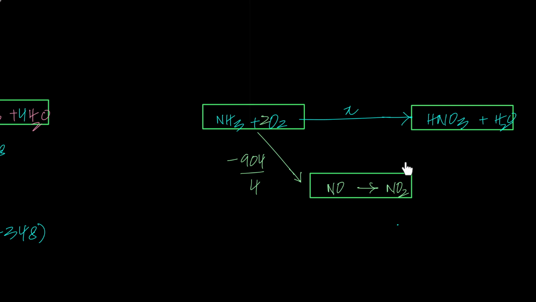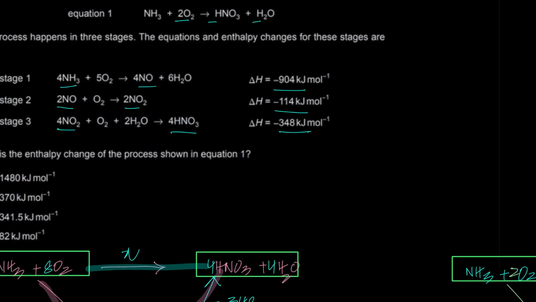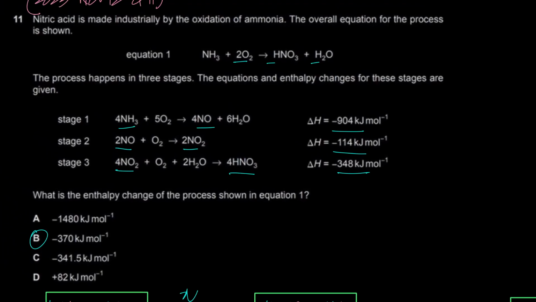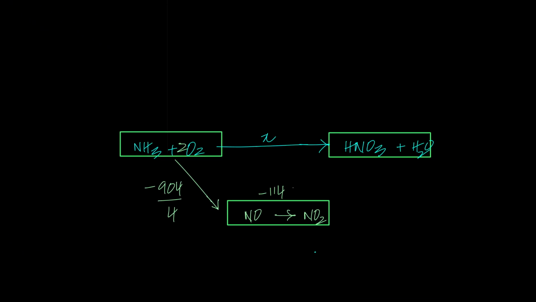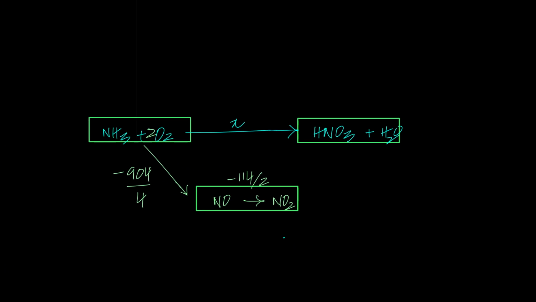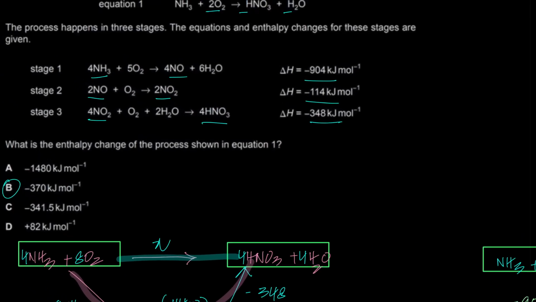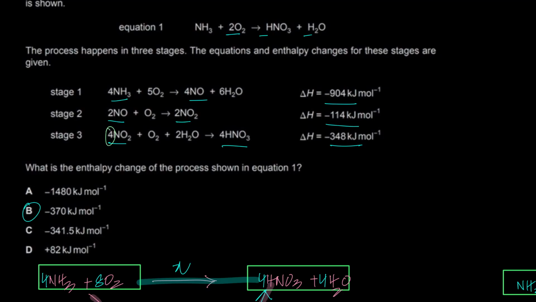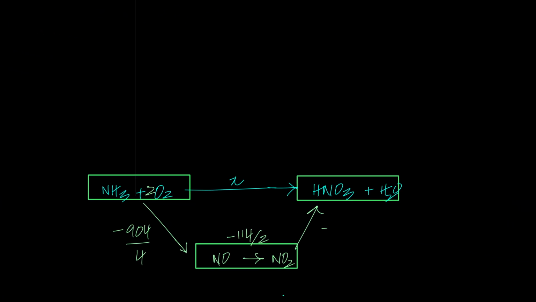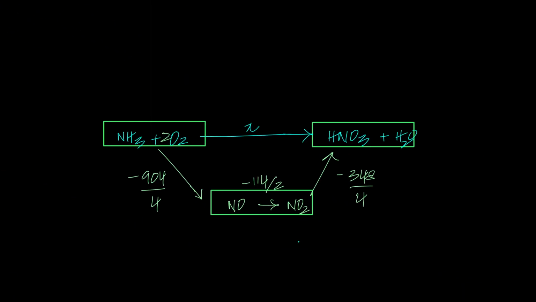And then NO goes into NO2. That's 2 NO going into 2 NO2, which is minus 114. For 1 NO going into NO2, divide this by 2, so that'll be minus 114 divided by 2. And then 1 NO2 going into HNO3. 4 NO2s going into 4 HNO3 is this much right here, so for 1 NO2 going into 1 HNO3, that'll be minus 348 divided by 4. And that's it, you could figure this x out, and when you find x, that'll be your answer.